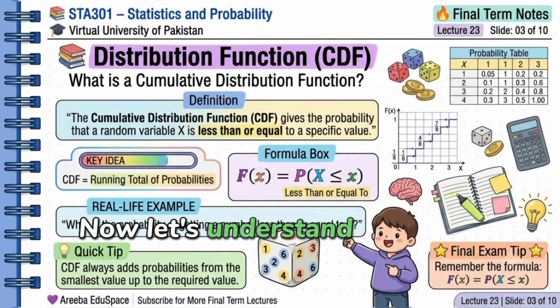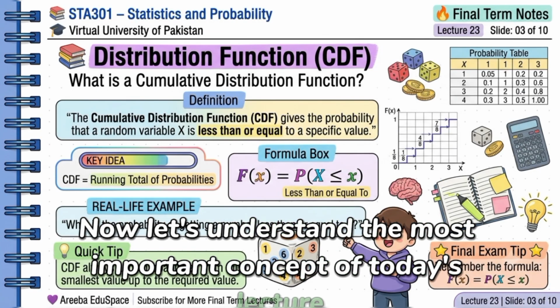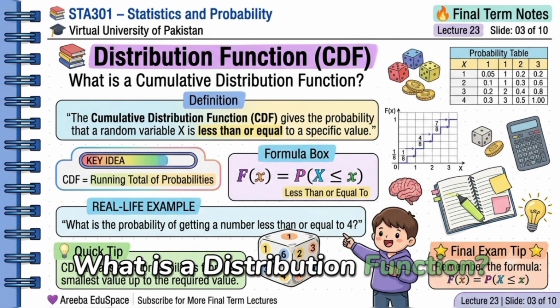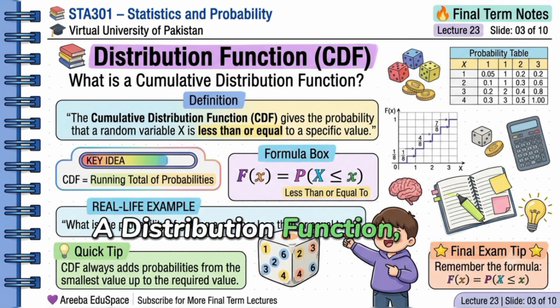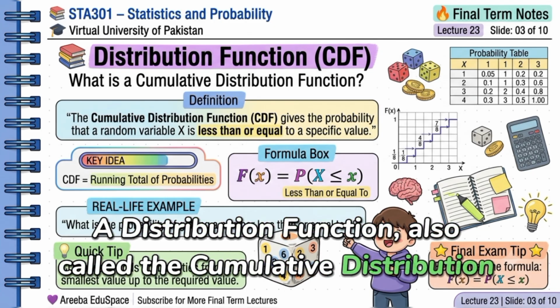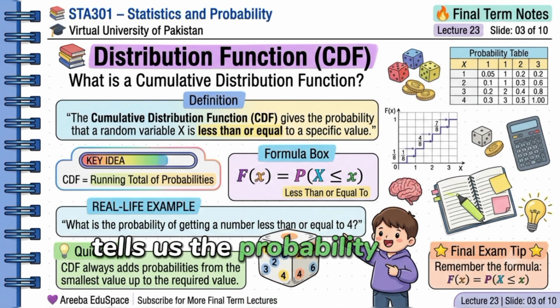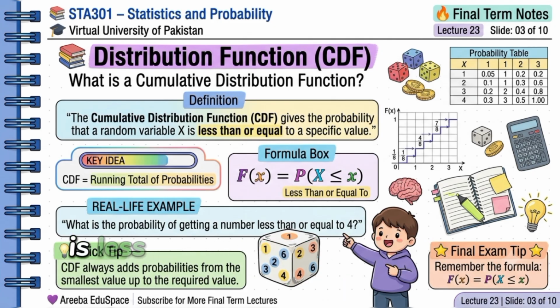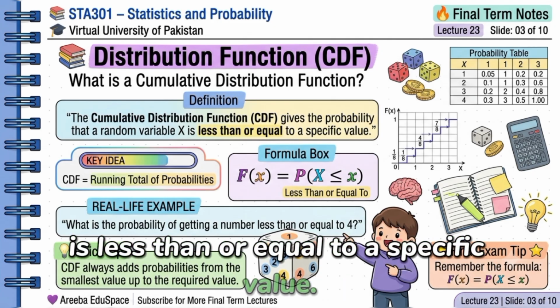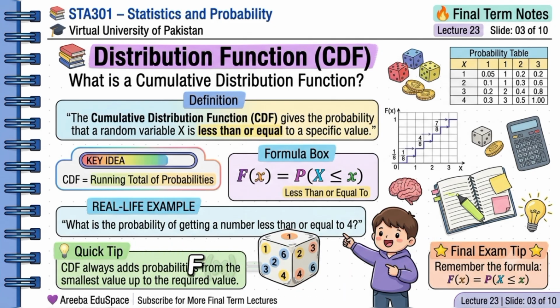Now, let's understand the most important concept of today's lecture. What is a distribution function? A distribution function, also called the cumulative distribution function, tells us the probability that a random variable is less than or equal to a specific value. Its formula is F(x) equals P(X ≤ x).